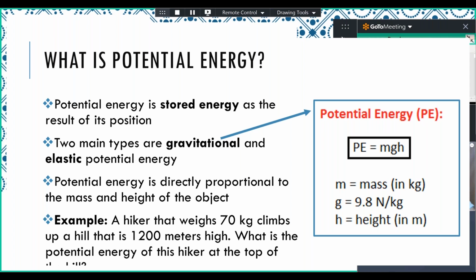And here I have a really quick example just to get familiar with this formula. Here we have a hiker that weighs 70 kilograms, climbs up a hill that is 1,200 meters high. So we want to know, what is the potential energy of this hiker at the top of the hill? Let's go ahead and work this out as well.